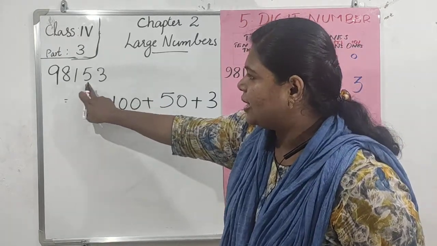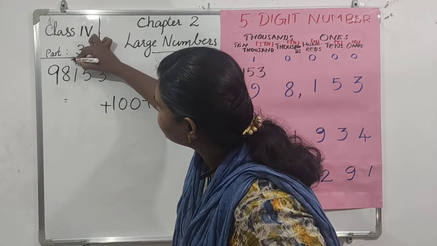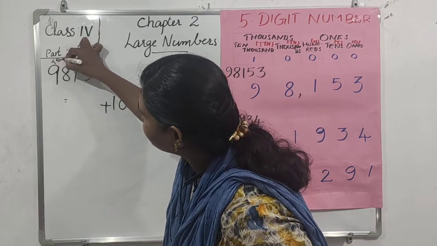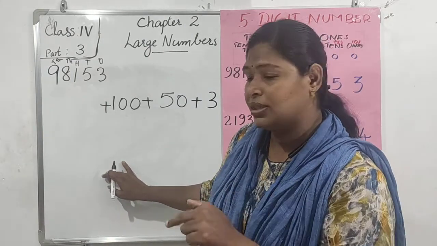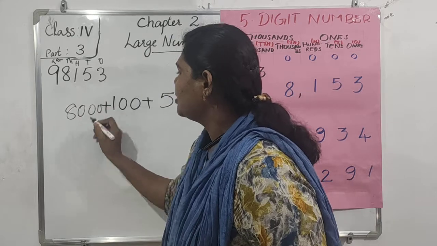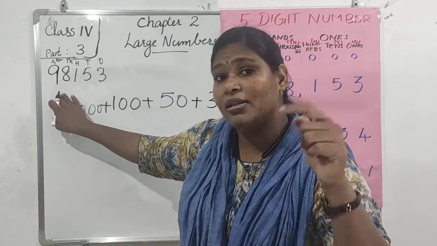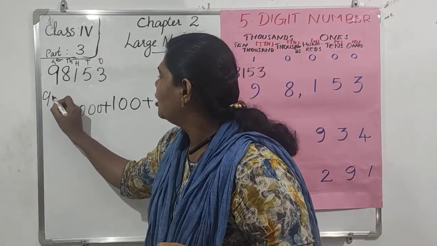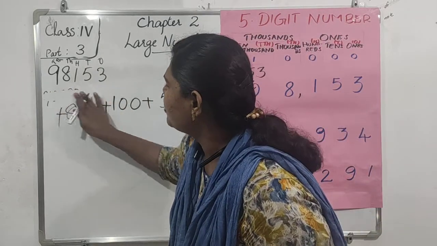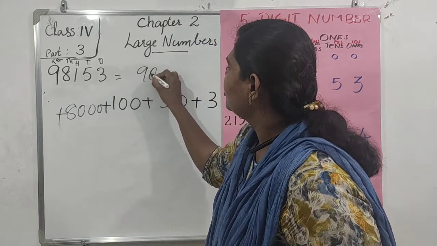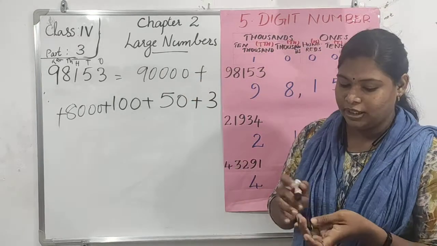8 lies in 1s, 10s, 100s, 1000s place. 8 lies in 1000s place. So 8,000 plus 9 lies in 10,000s place. So 9 ten-thousands become 90,000. Clear? So this is known as expanded form. This is known as expanded form.